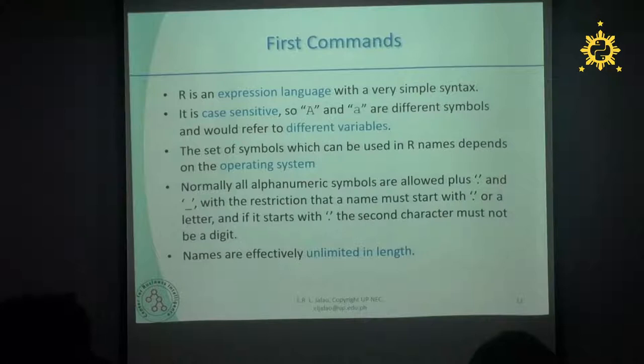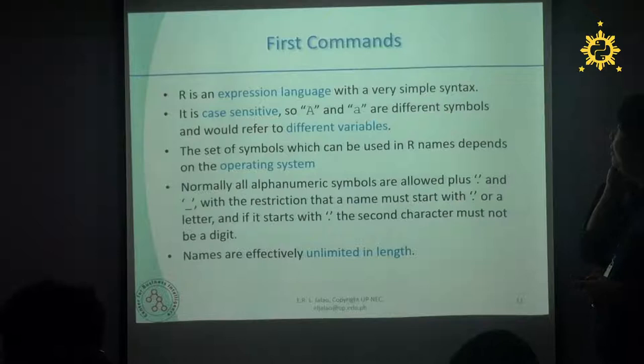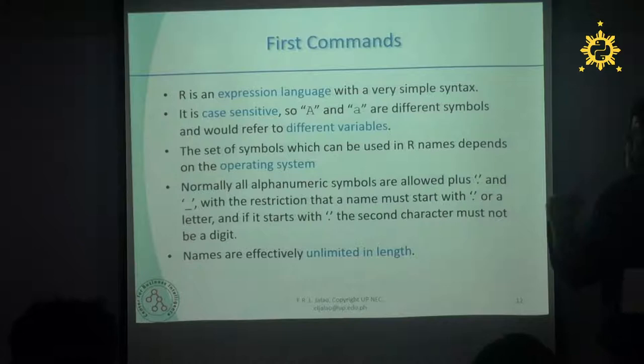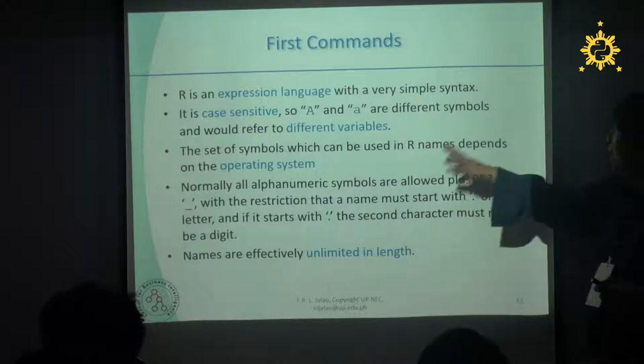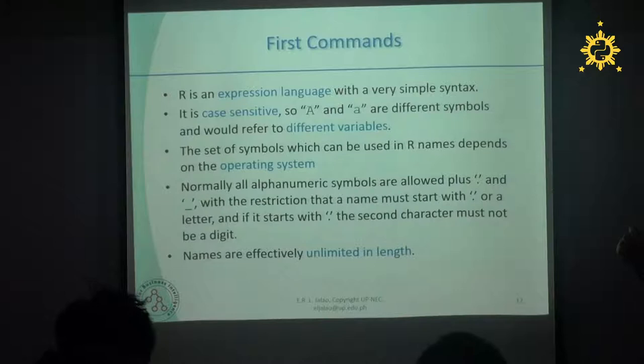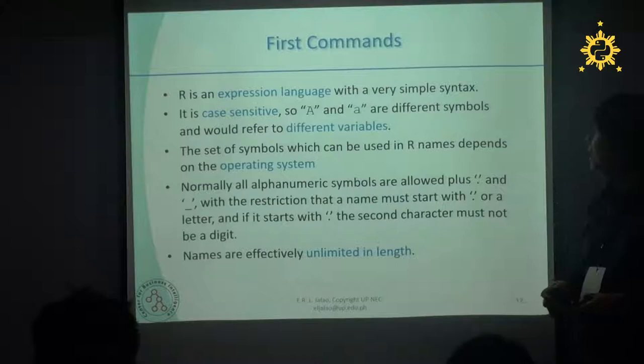Okay? So R is an expression language with a very simple syntax. It's case sensitive, so capital A and small a are different symbols, and they refer to different variables. Okay, so medyo maarte si R diyan. Okay? And the set of symbols that can be used in R names depends on the operating system. So basically, all alphanumeric symbols are allowed, plus a dot and an underscore, with the restriction that the name must start with a dot or a letter, and if it starts with a dot, the second character must not be a digit. Okay? Names are effectively unlimited in length.